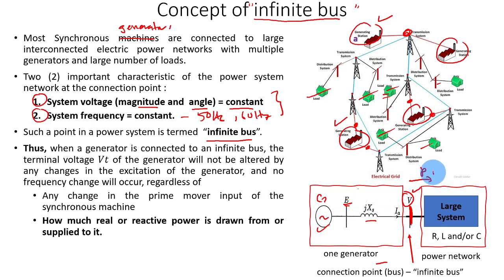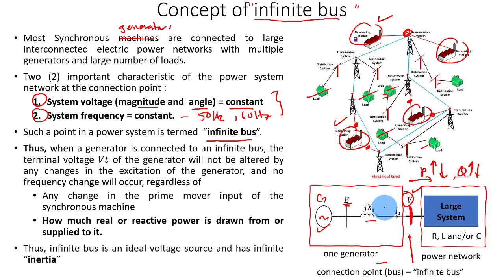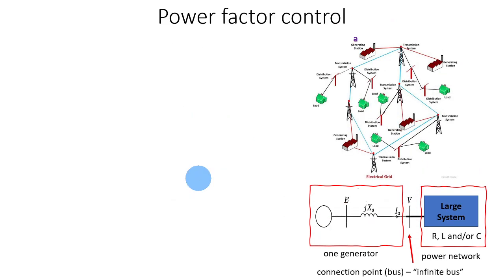It doesn't matter whether the P increases or decreases, or even Q increases or decreases, right? So the voltage here must always be maintained at the same value, and the frequency is also maintained. Then we call this point here the infinite bus. So always remember that for an infinite bus, same voltage, same frequency. That's all, guys.